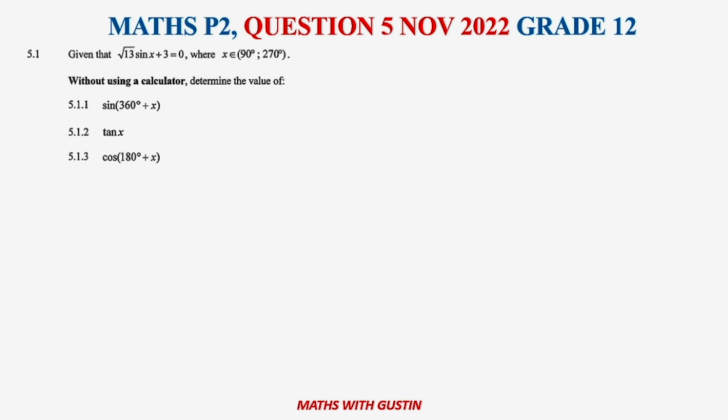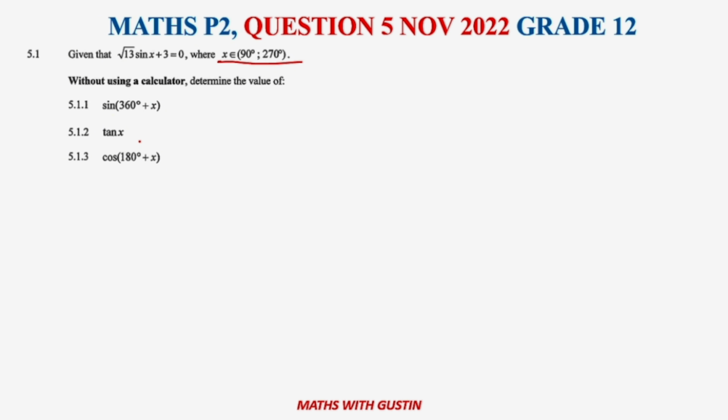I am Gaston Mapala. Let's go through those questions, starting here with 5.1, where it said without using a calculator, determine the following: if the square root of 13 sine x plus 3 is equal to 0, and x lies within 90 and 270 degrees on the Cartesian plane. All right, let's have a look at this question here.